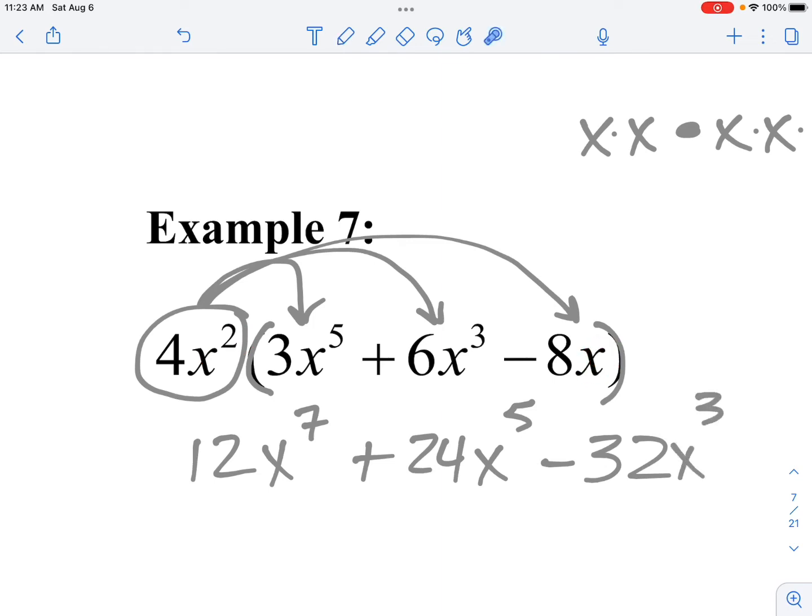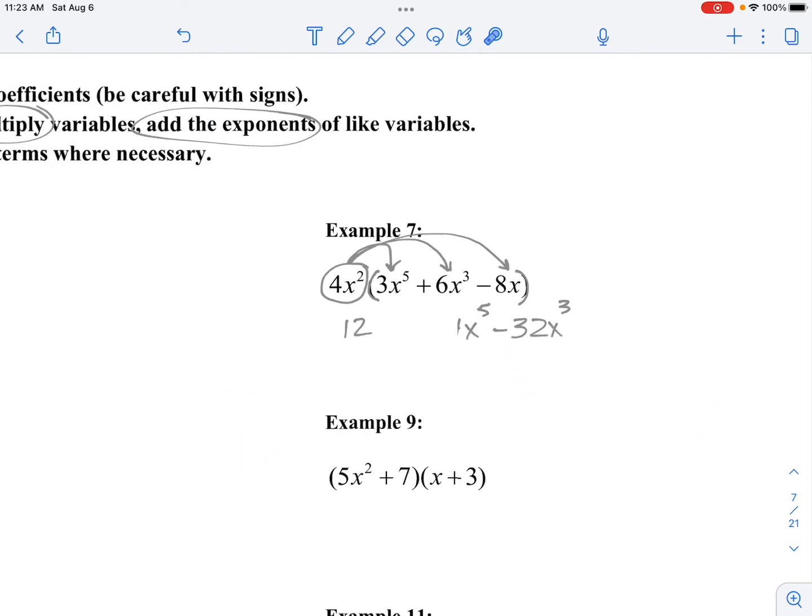And now a quick scan. I have x to the 7th, x to the 5th, and x to the 3rd. None of those are the same, so I cannot combine them anymore. So this is my final answer.